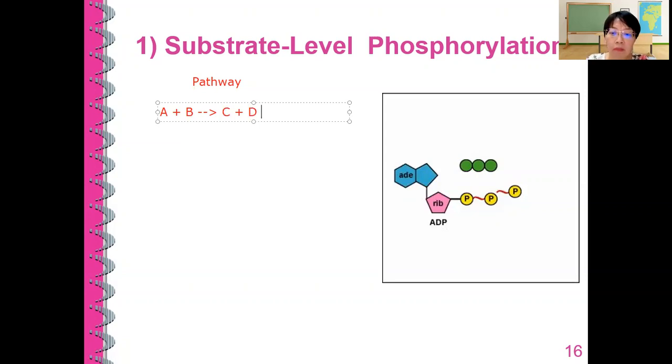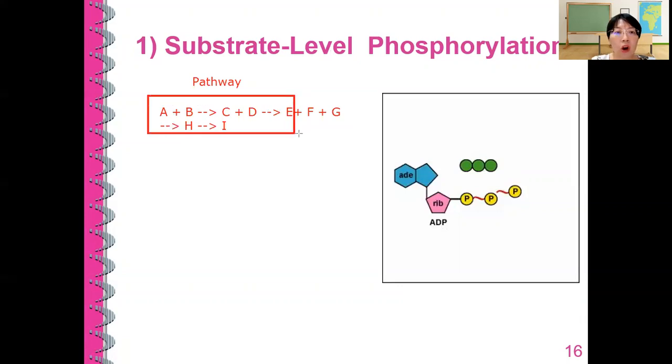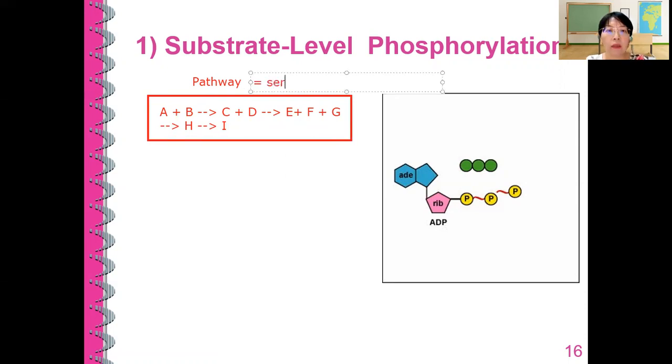So let's say C plus D. Then after that, E plus F plus G, right? Then after that, H. And then becomes I. So let's say, for example, I is the final product. So all you have learned about respiration so far is A plus B becomes I, right? But actually it involves many, many reactions. So therefore, this whole thing that I have written down here is called the pathway. So the pathway is actually a series of reactions. It's made out of a series of reactions, right?